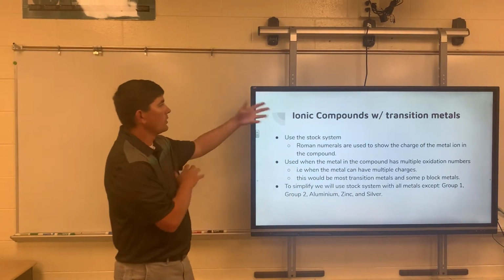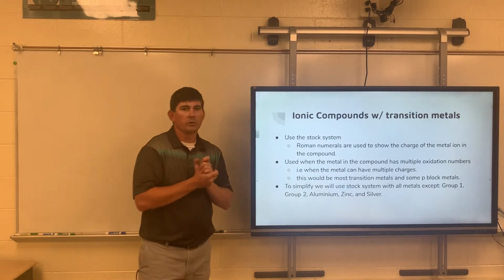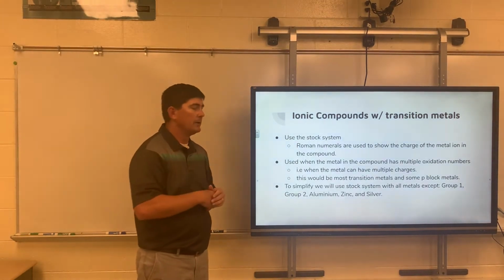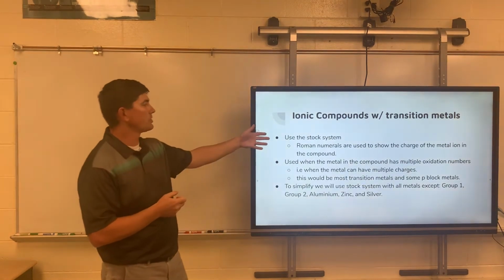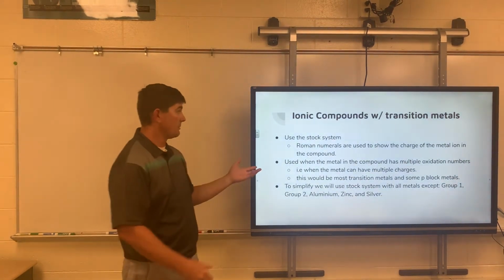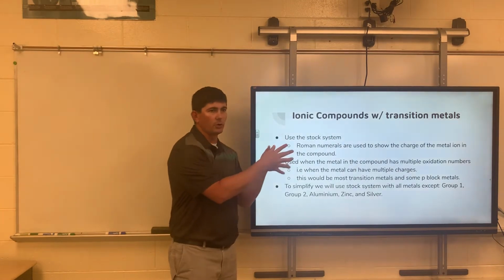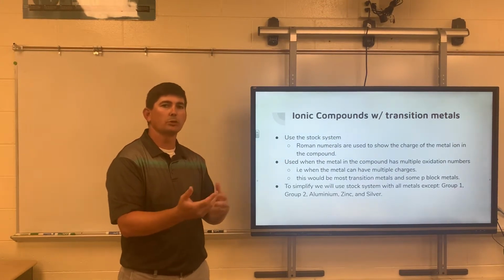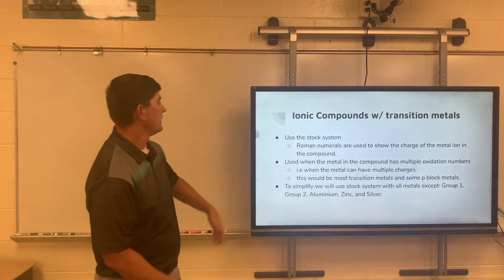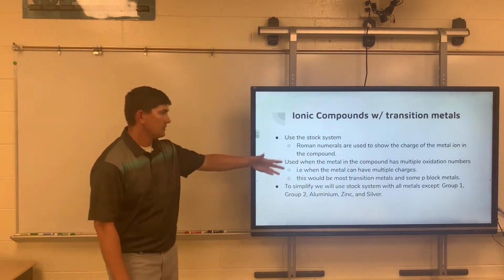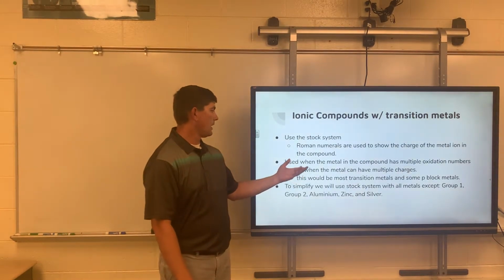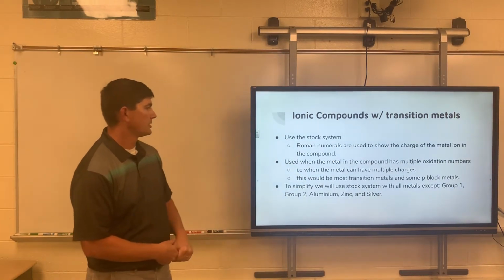Okay, so what do we do in the case where we're dealing with a metal in an ionic compound that is a transition metal or special metal? We're going to use the stock system, which simply means that we're going to use Roman numerals to tell us the charge of the metal, since the metal can have multiple oxidation numbers. We use this when metals can have multiple oxidation numbers. A lot of metals can have multiple oxidation numbers.